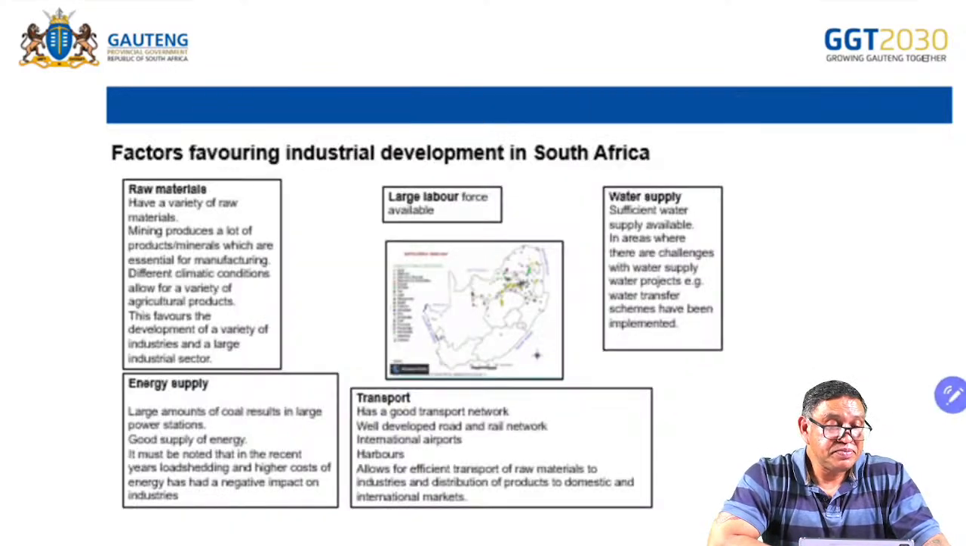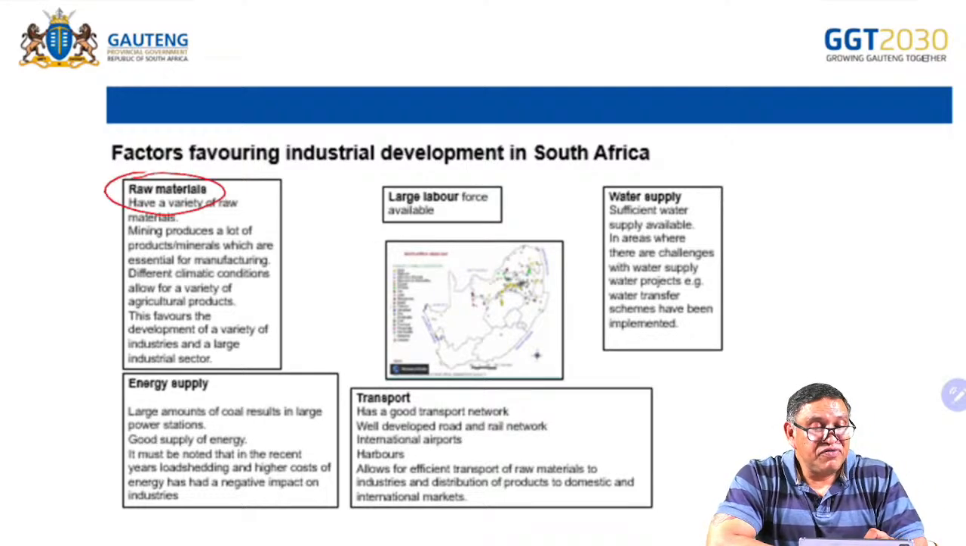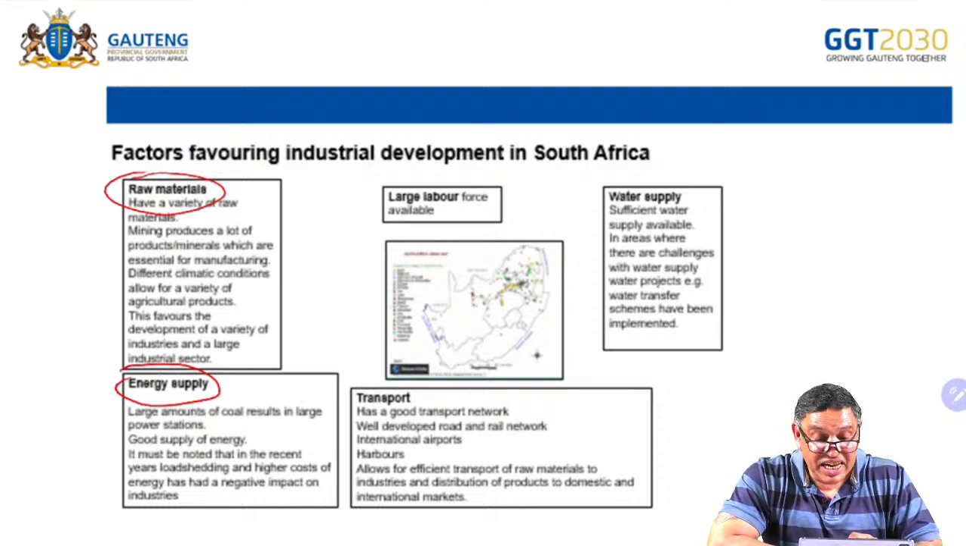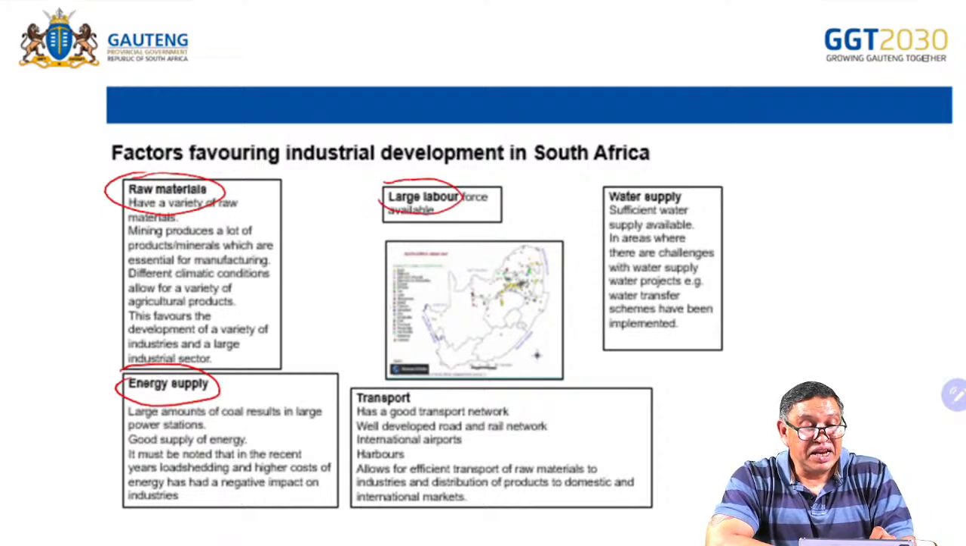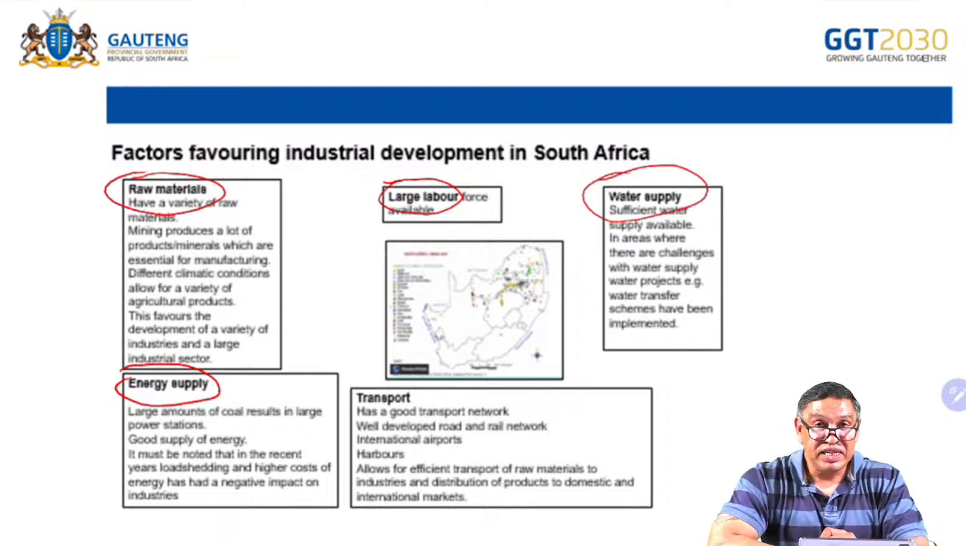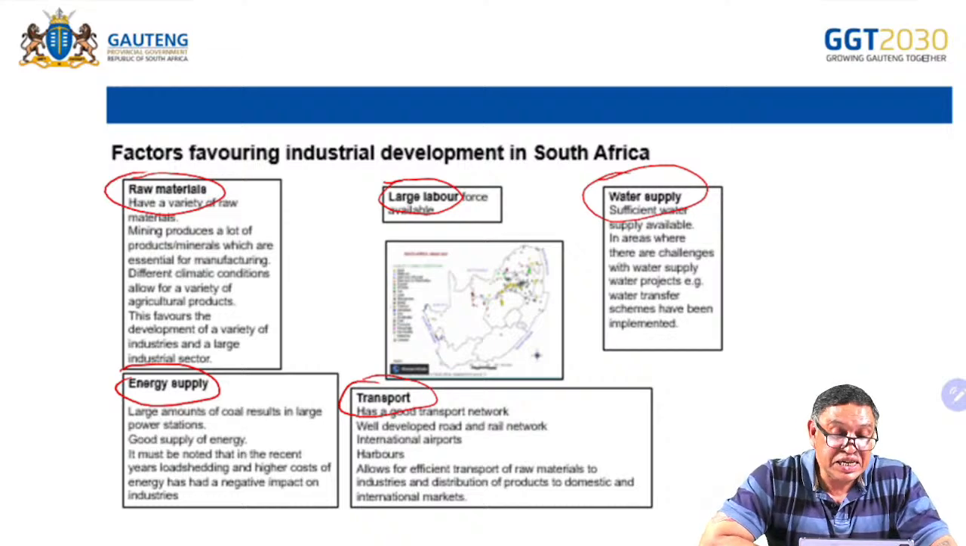Okay? And of course, you look at the same things. Factors favoring: we have enough raw materials, sufficient energy supply, enough labor supply. Our water supply is sufficient in most cases, and we have brilliant transport networks.